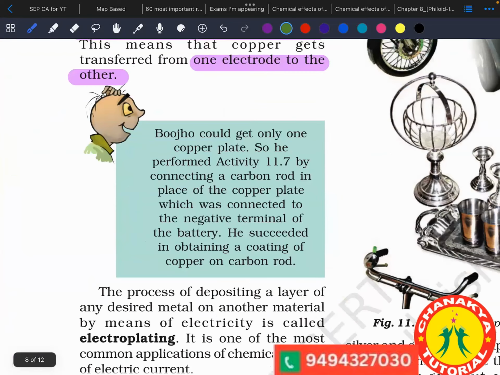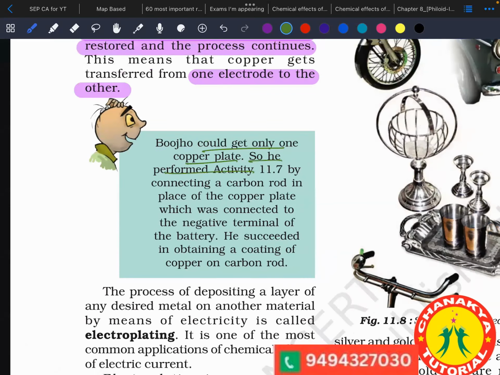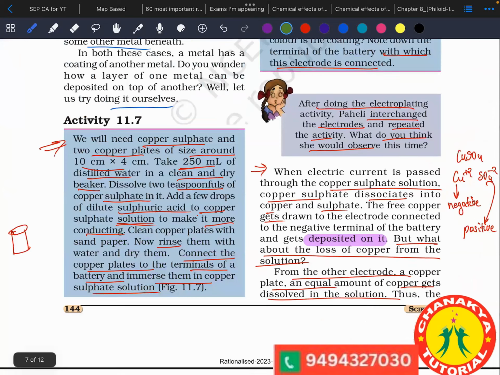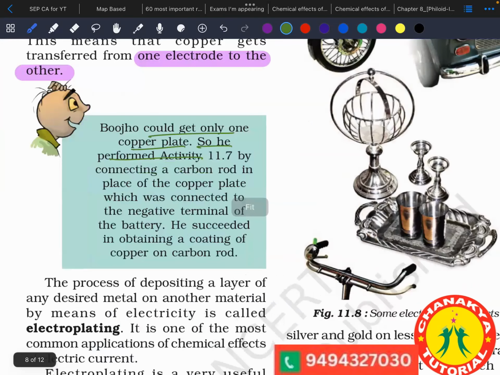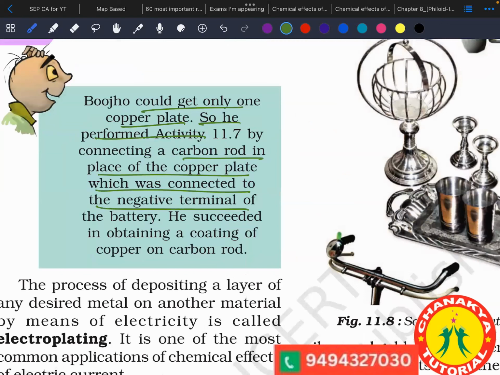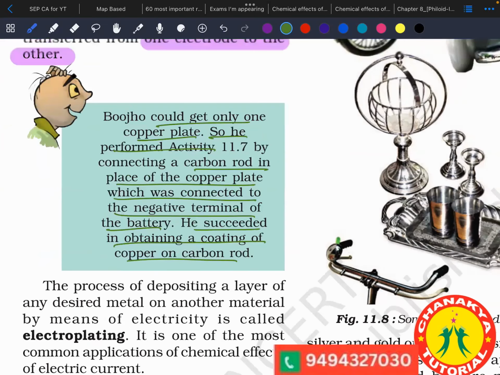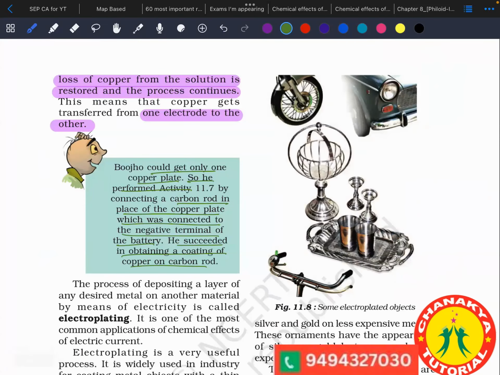Bojo could get only one copper plate, so he performed activity 11.7. Which one is 11.7? This is 11.7. By connecting a carbon rod in place of the copper plate, which was connected to the negative terminal of the battery, he succeeded in obtaining a coating of copper on the carbon rod. What is done here?